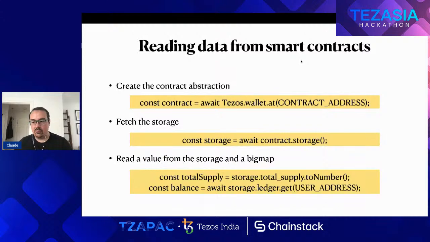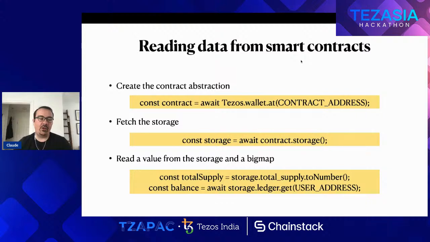The second feature of Taquito that's probably going to be even more interesting if you create an application is to be able to read data from smart contracts. So Tezos smart contracts expose all the values that they hold, and Taquito is going to make it easy for you to read this data and present it to your users, or process it, or whatever you would like to do with the data inside the contract.